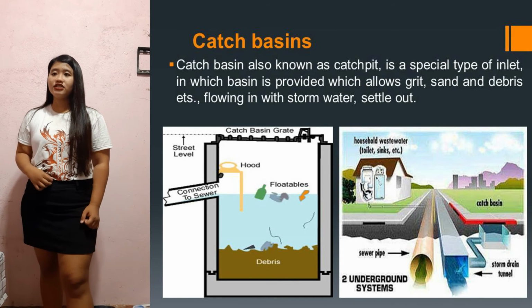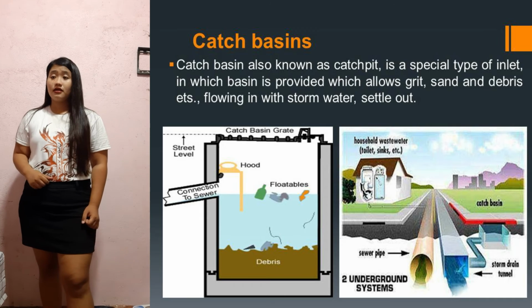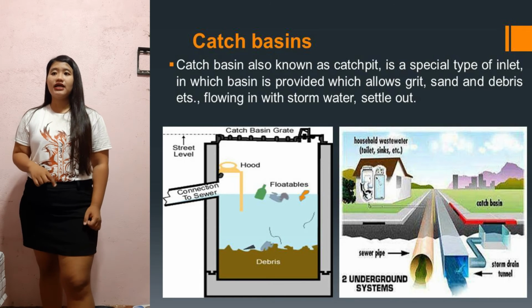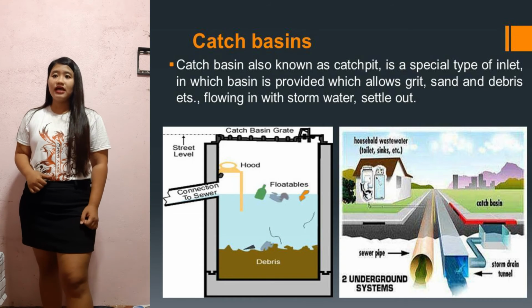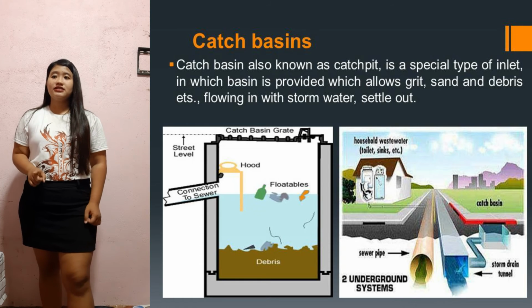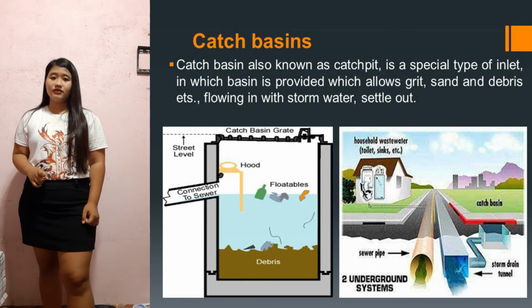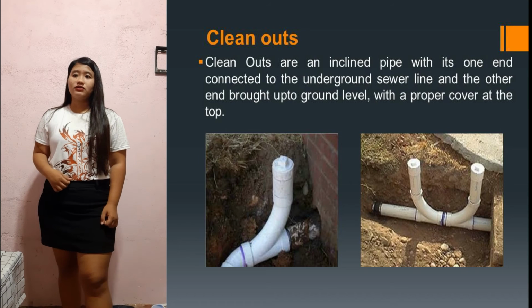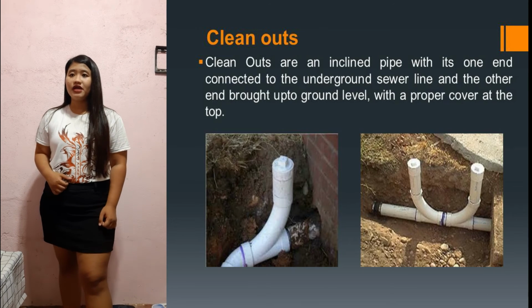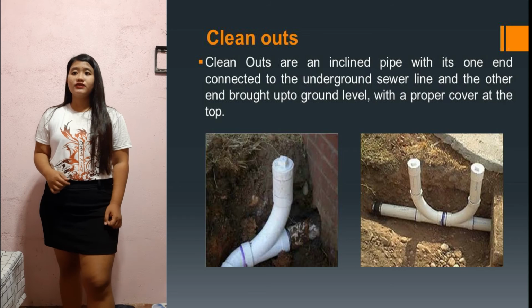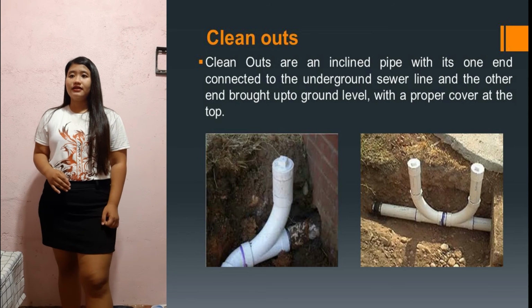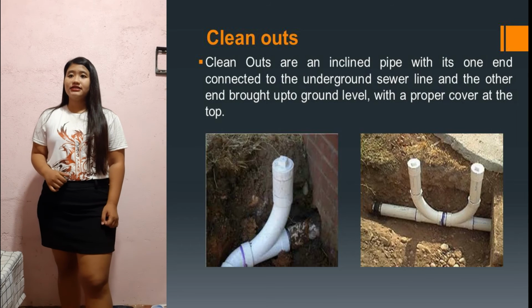So next is catch basin, also known as catch pit, is a special type of inlet in which a basin is provided which allows grit, sand, debris and etc. flowing in with stormwater to settle out. Next is cleanouts. Cleanouts are an inclined pipe with one end connected to the underground sewer line and the other end brought up to ground level with a proper cover at the top.